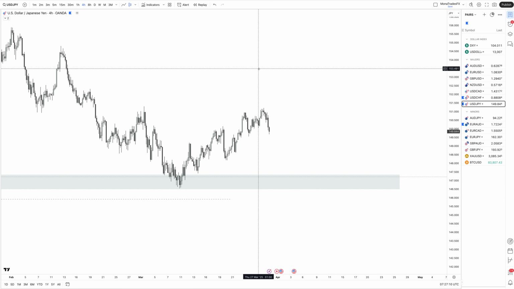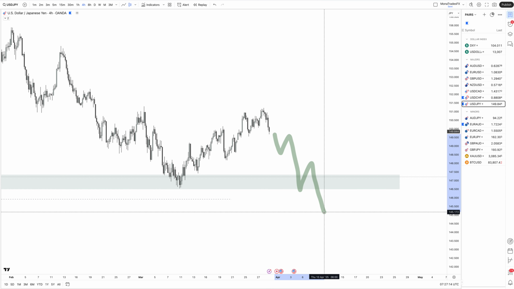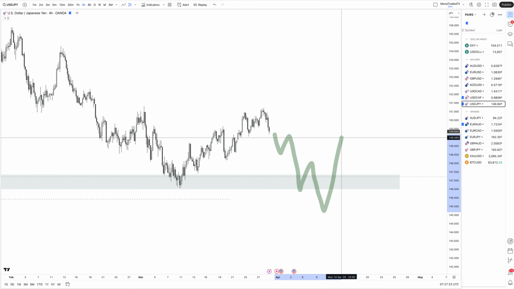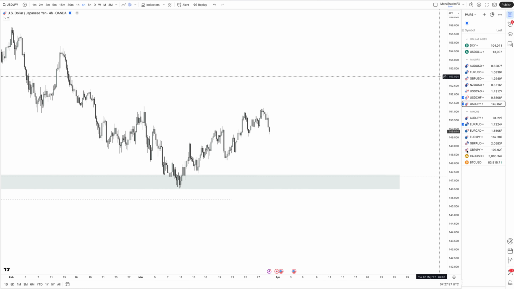So the early buyers on a UJ, I do think price could come down, especially with dollar being bearish and JPY pairs being bullish. We could see price tap into the daily imbalance, change of structure, retracement, and then we could get an entry to go higher on this pair.